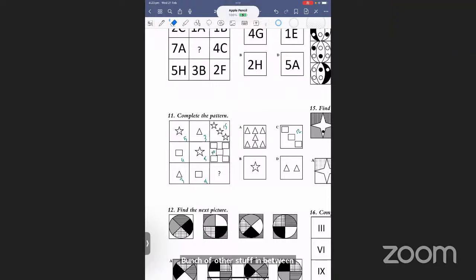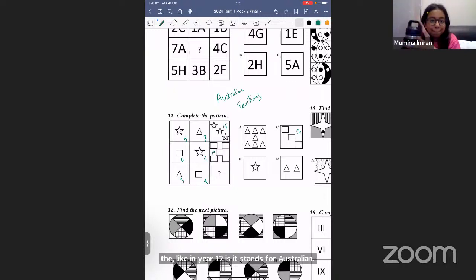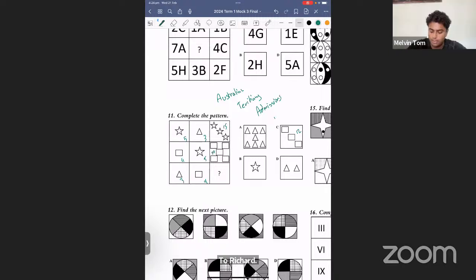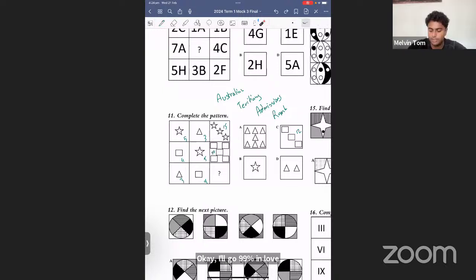Can anyone ever get 400 in the GATE exam? Good question. It's very similar to the ATAR exam. So the ATAR, like in year 12, stands for Australian Tertiary Admissions Rank, pretty sure. Yeah, I got 99% in that. So this is the Australian Tertiary Admissions Rank.